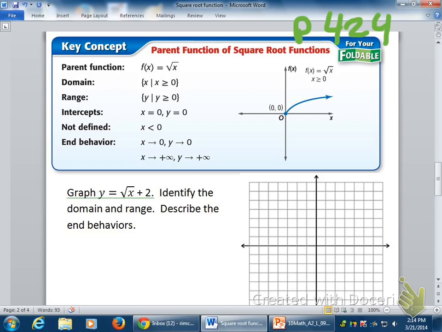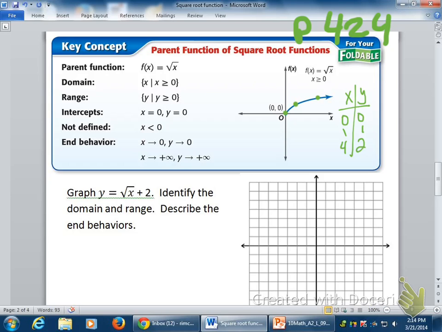Just exploring this a little bit, notice that the points we wrote down before are on the graph, right? 0, 0 is on the graph, 1, 1 is on the graph, and so is 4, 2. 0, 0 was labeled, 1, 1 is probably about there, 4, 2 is probably about there. For square root functions, these are the 3 points I need you to know. They're the parent points. They're the most important points.